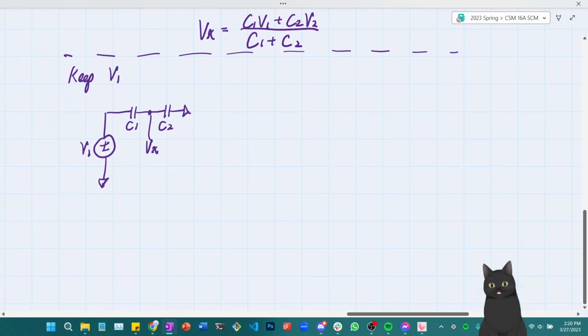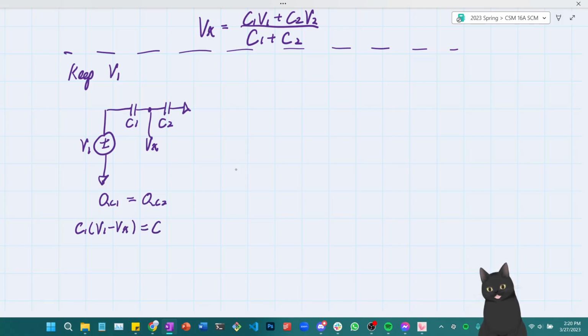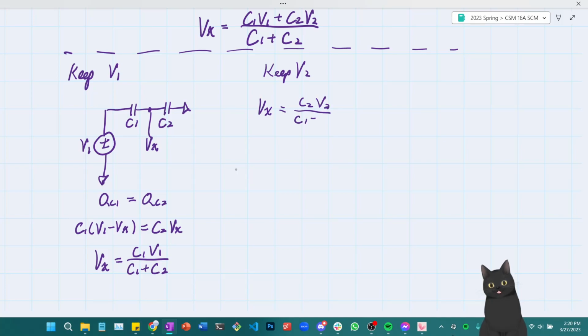So I know that once again, QC1 is equal to QC2 because C1 and C2 are in series. So (C1 V1 minus Vx) times C2 is equal to C2 Vx minus 0. Therefore, Vx is equal to C1 V1 over (C1 plus C2). If I keep V2 instead, I get the opposite of what I have on the left, and Vx is equal to C2 V2 over (C1 plus C2).